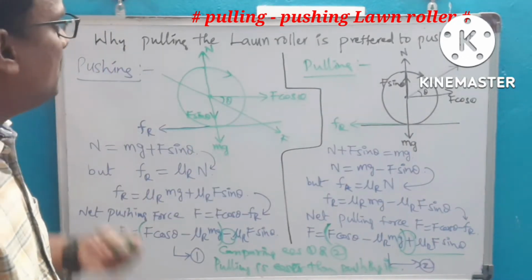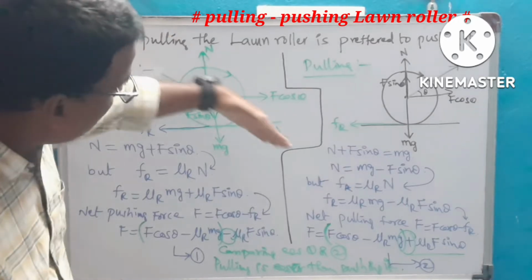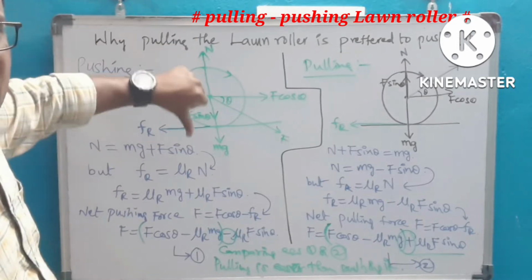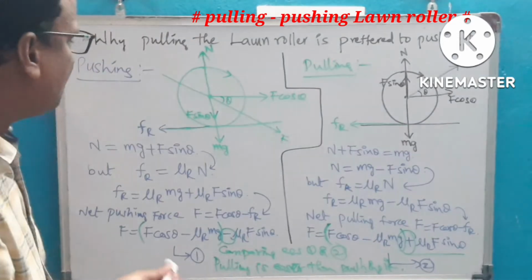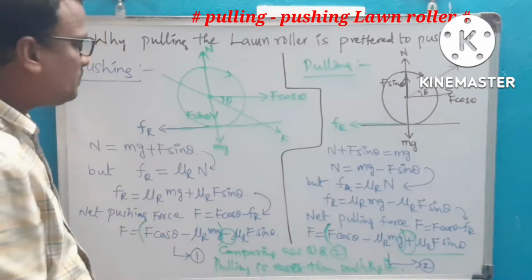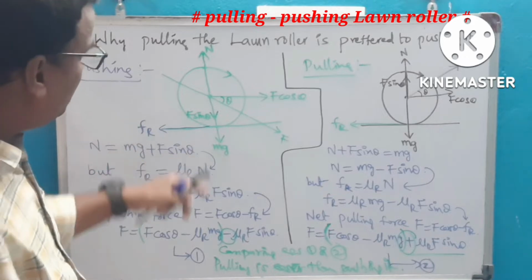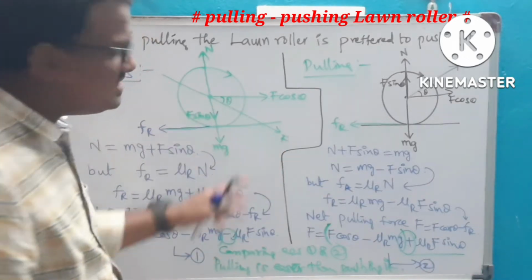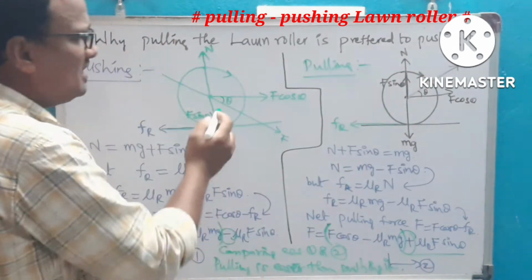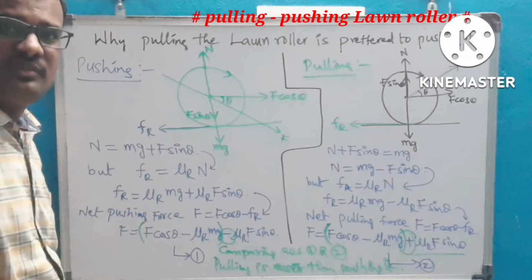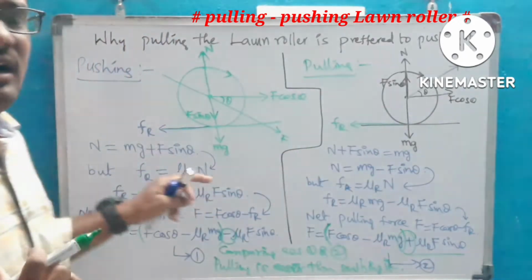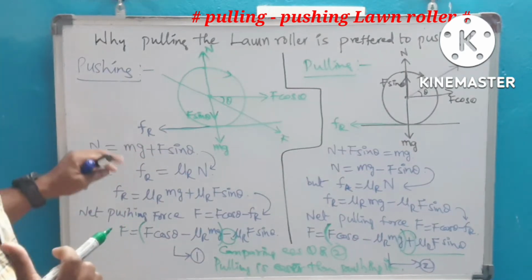But the net pushing force acts in a downward direction, in this direction. So that's why the vertical component acts in the downward direction here. So F sin theta acts in the downward direction here. Okay. Whenever the pushing force is acting on the roller, the lawn roller moves in this direction. So this is the rolling friction. Rolling friction is applied in the direction opposite to the applied force.